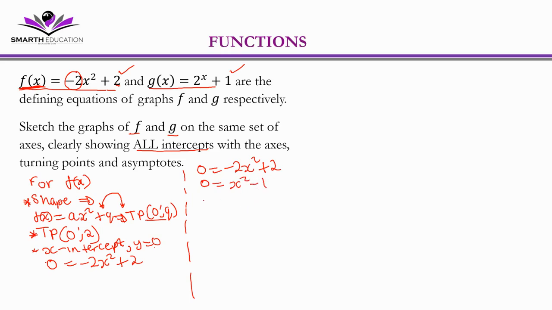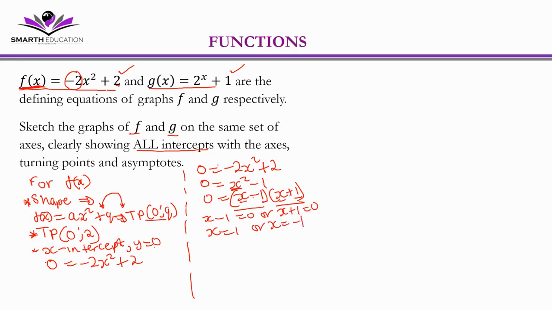This is difference of two squares. 0 is equal to x minus 1, first bracket: the square root of x squared is x, the square root of 1 is 1. Then the other bracket is x plus 1. Remember, difference of two squares, you just have your two brackets, you put your square roots, and then one bracket is minus, the other bracket is plus. So it means x minus 1 is equal to 0, or x plus 1 is equal to 0. And then x is equal to 1, or x is equal to -1.